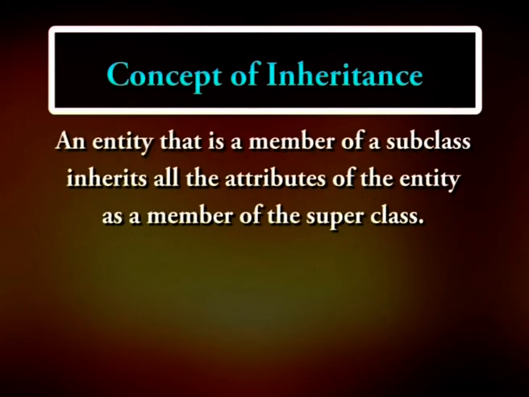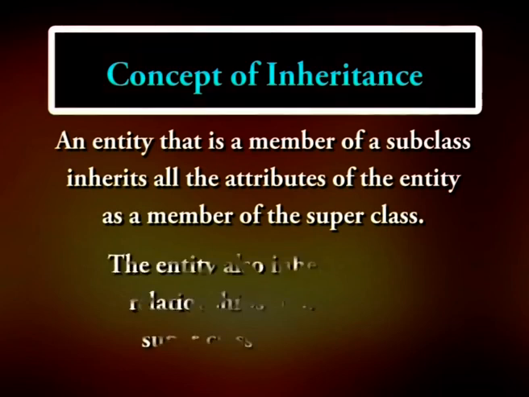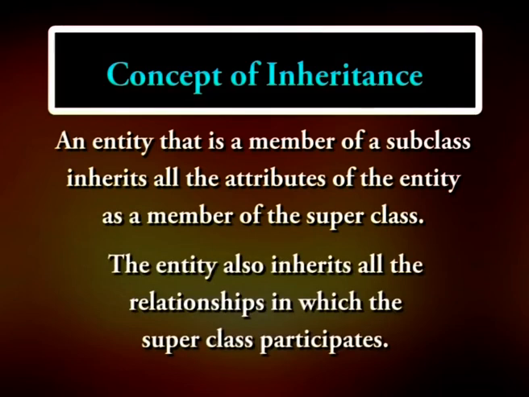We say that an entity that is a member of a subclass inherits all the attributes of the entity as a member of the superclass. The entity also inherits all the relationships in which the superclass participates. Notice that a subclass with its own specific attributes and relationships, together with all the attributes and relationships it inherits from the superclass, can be considered an entity type in its own right.